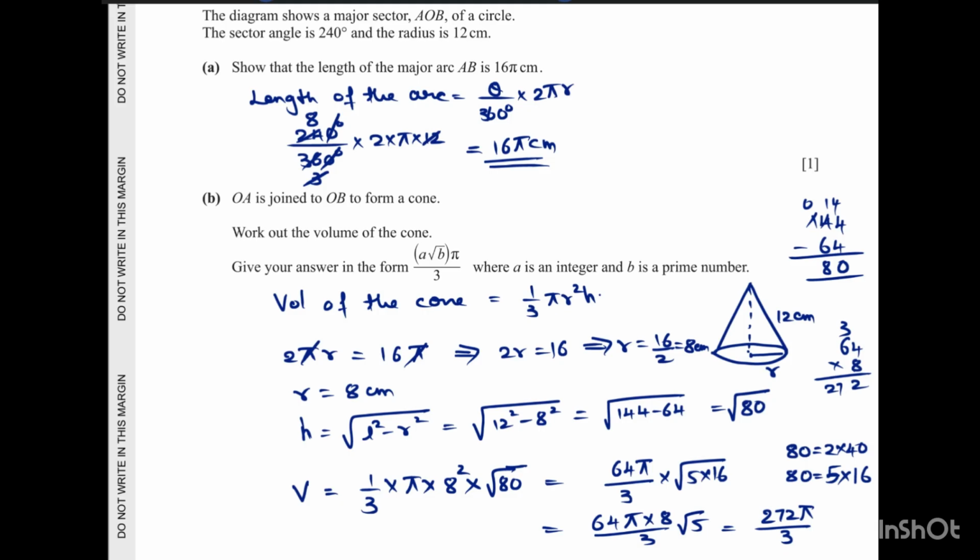No, well, let me also write root b. Oh, sorry, there is a mistake. It's not 8, it is 4. Root 16 is 4, right? So 4. So 64 pi into 4 into root 5. 5 should be as it is inside root. Now 4 4s are 16, 4 6s are 24, 25. 256 by 3 root 5 pi.